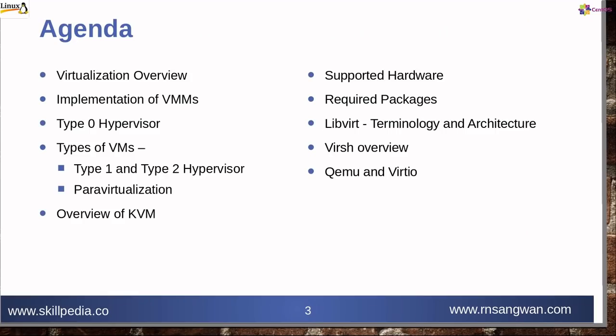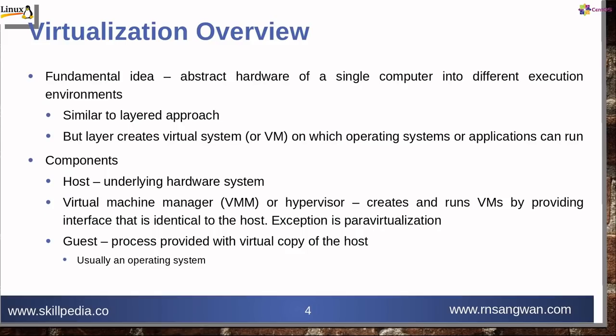Agenda of this session 6 is virtualization overview, implementation of virtual machine monitors, VMM, different types of hypervisors like type 0 hypervisors, type 1 hypervisors, type 2 hypervisors, paravirtualization, then overview of KVM, supported hardware, required packages, libvirt, virsh overview, QEMU and virt.io. So these are the topics we are going to discuss in this session.